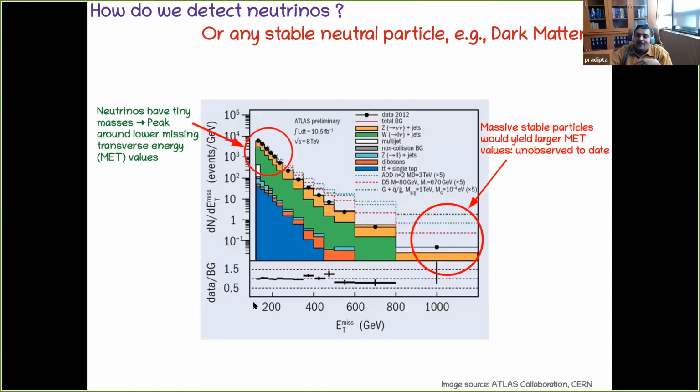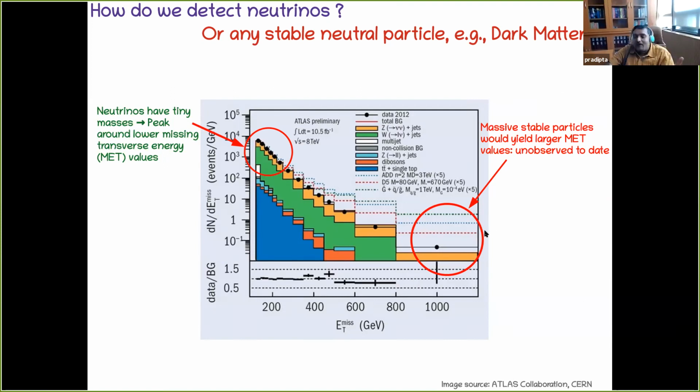Instead of missing transverse momentum, I have put the missing transverse energy, more or less equivalent, and this is the number of events. As you can see, the neutrinos carry really tiny masses, so the peak coming from the neutrinos is near the lower end of the range. Whereas if I have some massive particle like the dark matter, I would expect it to reveal its signature at high ETmiss.